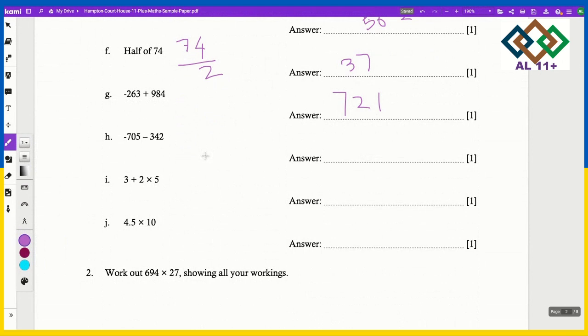Then you have minus 705 with minus 342. Minus and minus, the sign will be the same, minus. It will be 1047. Then you have 3 plus 2 multiplied by 5. 2 times 5 is 10. 10 plus 3 is 13. And the last one, this one is 4.5 multiplied by 10. That's 45.